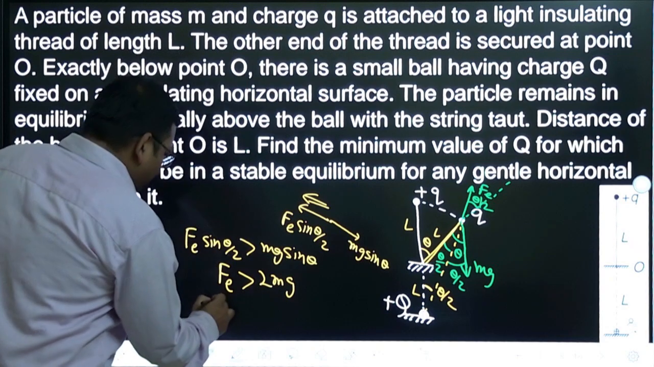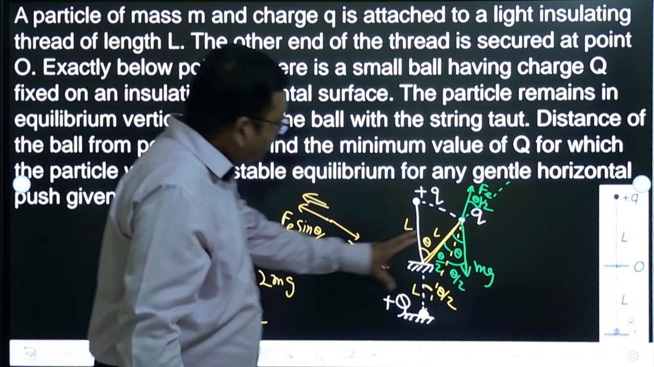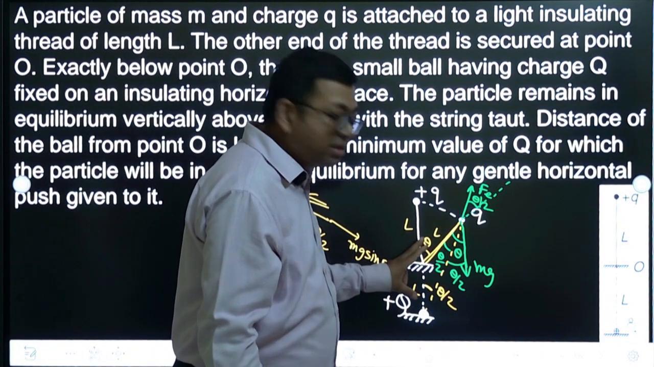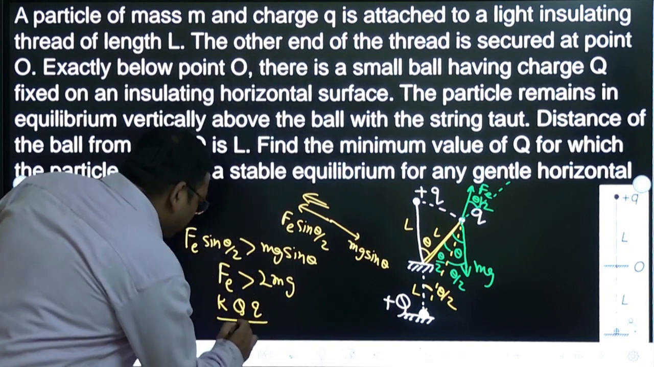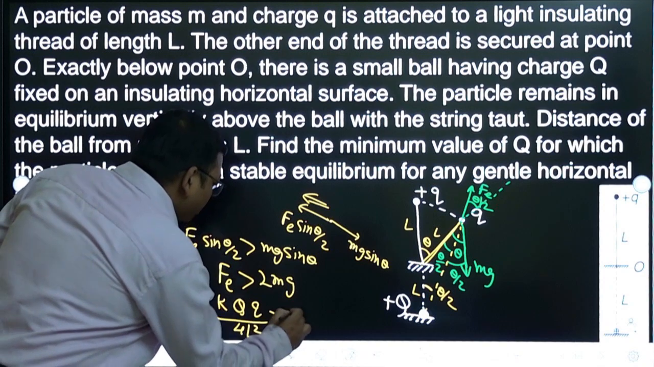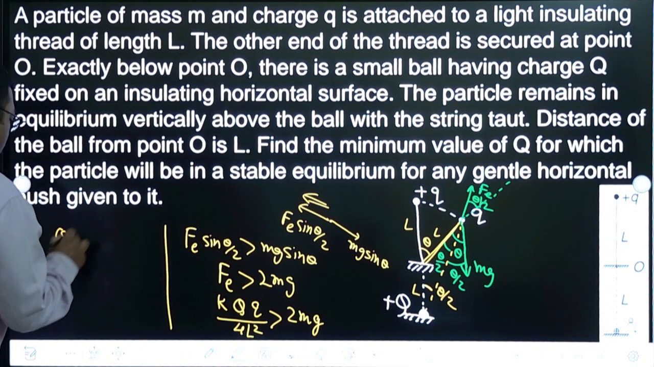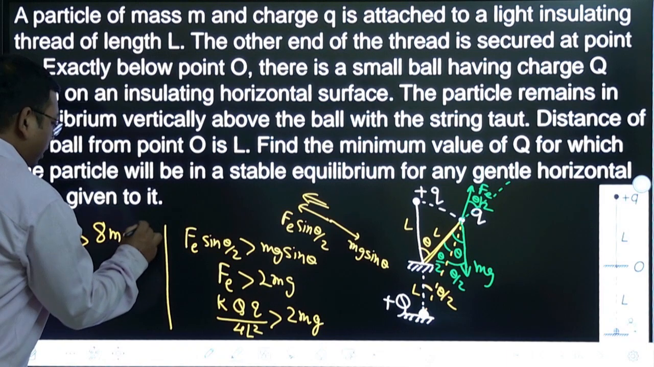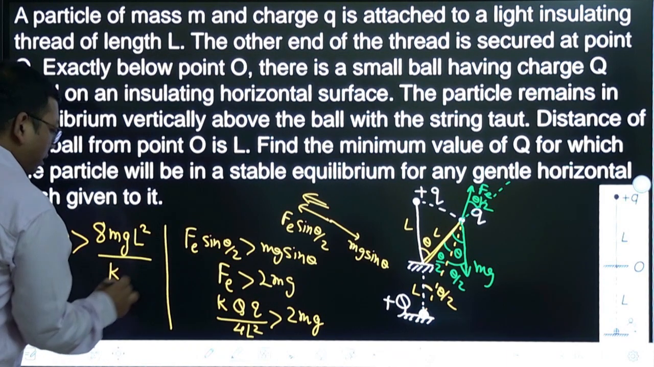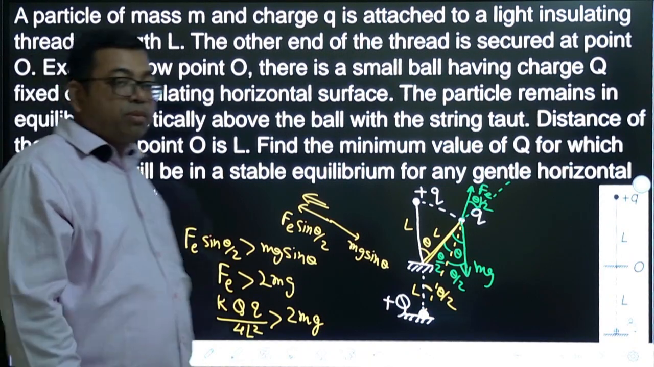And this force is equal to k q1 q2 by r square. So for the total distance, because the angles are negligibly small, you can take the total distance as L plus L, 2L. That means kq²/(4L²) must be greater than 2mg. So from here you get that q must be greater than the square root of 8 mg L square by k. K you can substitute here as 1 by 4 pi epsilon naught.